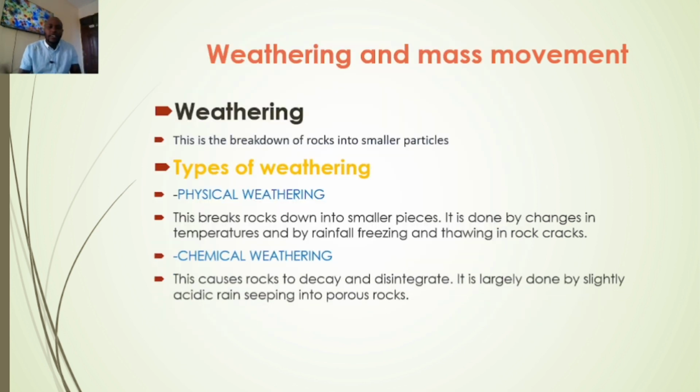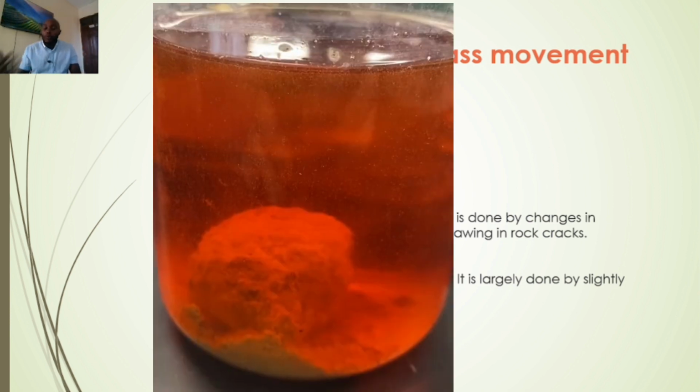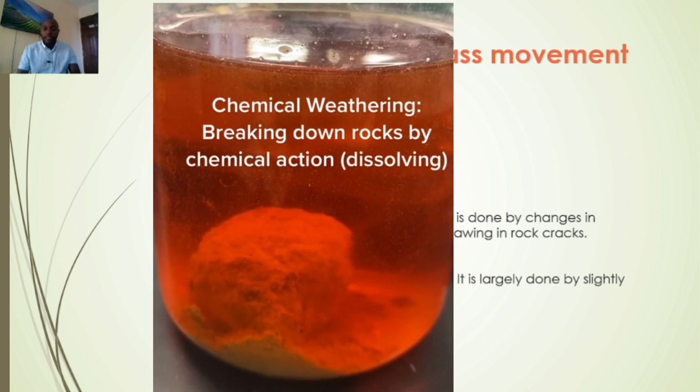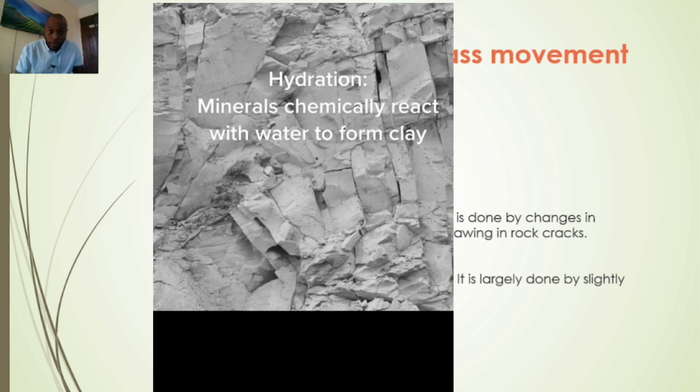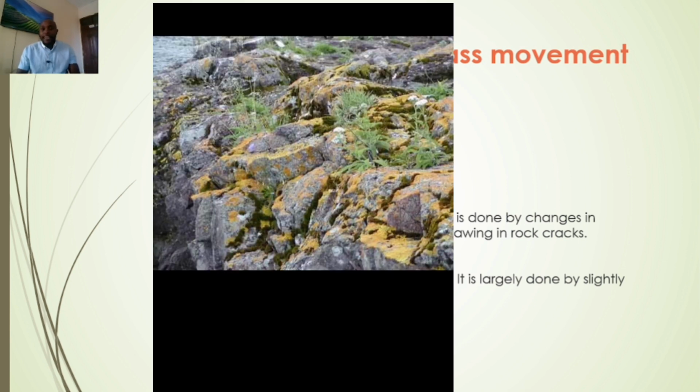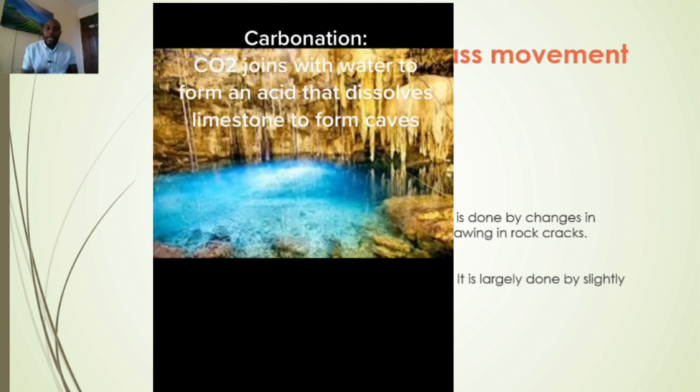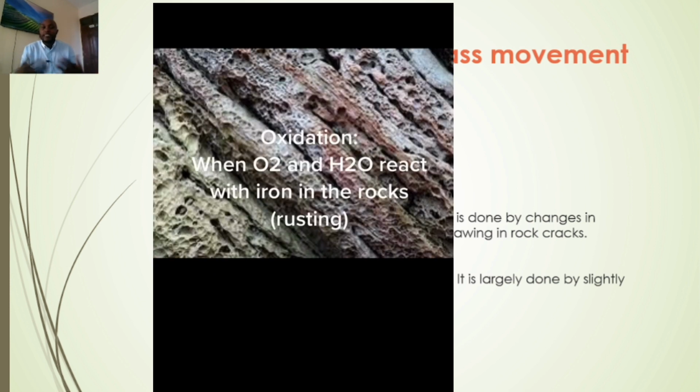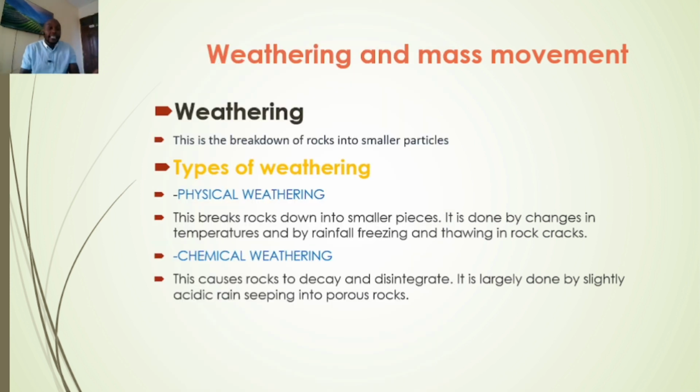This actually involves chemical activity. All right, so this causes rocks to decay and disintegrate. How? It's largely done by slightly acidic rain seeping into porous rocks. Remember, we talk about porous rocks are the rocks that allow water to pass through. So when you have something like an acidic rain, it's going to seep into those rocks, and you know that acid is going to disintegrate that rock. Okay, and even the rock will decay, and then finally will disintegrate.